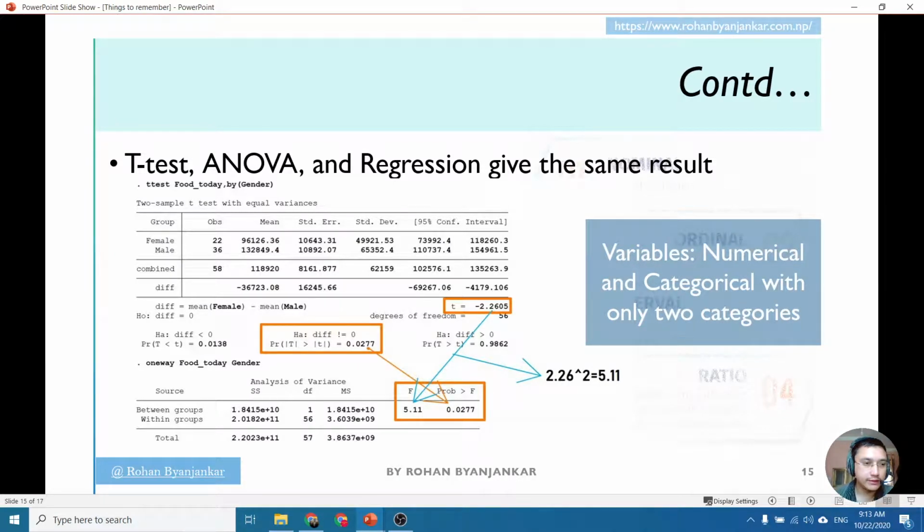The last is the relationship between f test and t test. F test means ANOVA and t test. The f value is the square of the t value. As you can see, 2.26 squared equals 5.11, which is equal to the f value, and the level of significance is exactly the same. So the t-test, ANOVA, and regression give the same result provided that the numerical and the categorical variable are given, where the categorical variable has only two categories such as gender, here male and female, so the results are the same.